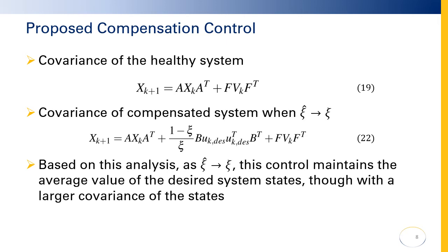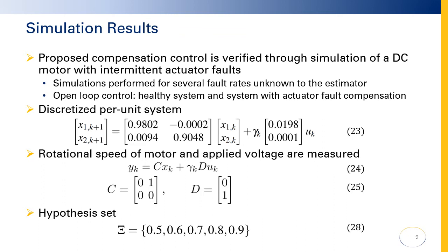To verify the performance of the proposed compensation control, a per-unitized DC motor with intermittent actuator faults is simulated. The simulations are performed for several different values of ThA which are unknown to the estimator. As an initial verification, only open-loop control is considered. Other closed-loop controls will be considered in future work.